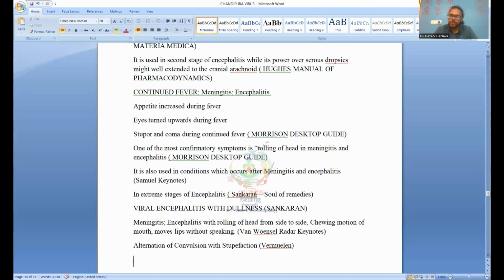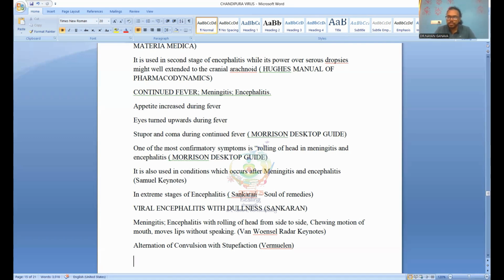One of the most confirmatory symptoms is rolling of the head in meningitis and encephalitis. This is what Morrison's Desktop Guide has written, but I have read in multiple materia medica that rolling of head is a confirmatory symptom of Helleborus in encephalitis and meningitis. It is also used in conditions which occur after meningitis and encephalitis. So it can also be used post-viral infection, if there is meningitis and encephalitis.